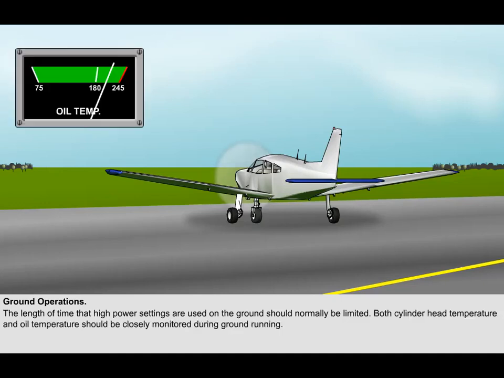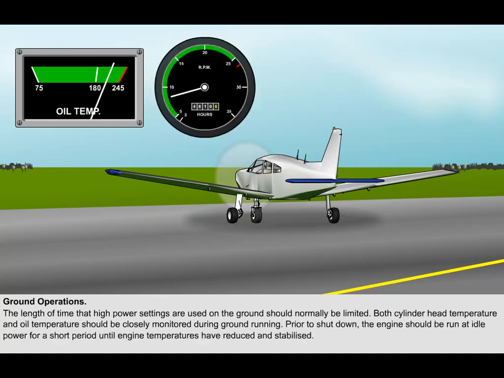Both cylinder head temperature and oil temperature should be closely monitored during ground running. The engine oil temperature is important because engine components, such as the pistons and bearings, are cooled by the lubricating system.